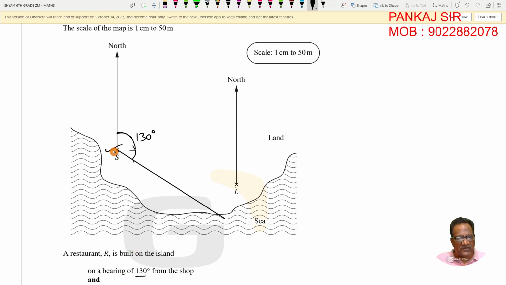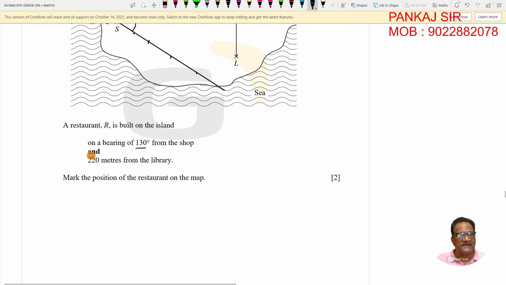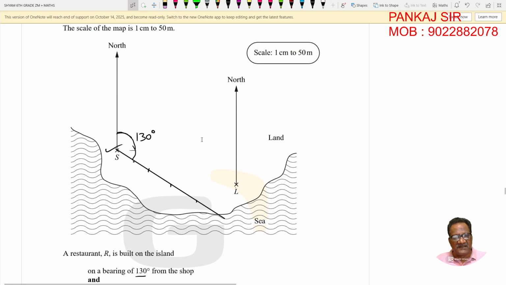Now the meaning of this is that on the line we have drawn just now, the restaurant will be somewhere on this line only, right? But the restaurant can be here, here, or anywhere on this line. So there can be various answers, but we want one particular answer. For that, the information is insufficient. So let us go for more information. The other information says it is on the bearing of 130 degrees from the shop and 220 meters from the library. Another piece of information is that this particular restaurant has to be at a distance of how much?